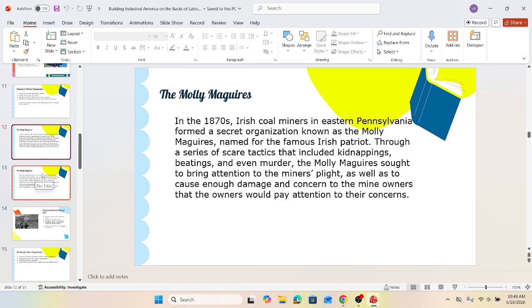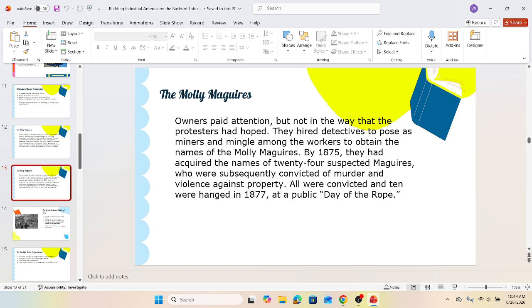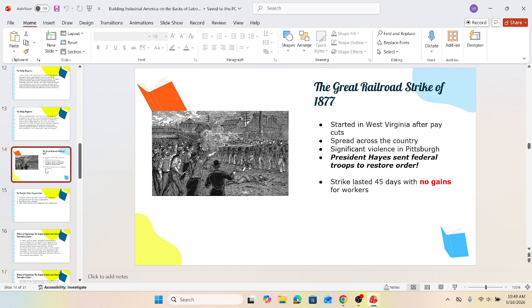All right. So this is a more detailed thing of the Molly Maguires. We're going to skip for today. Okay.